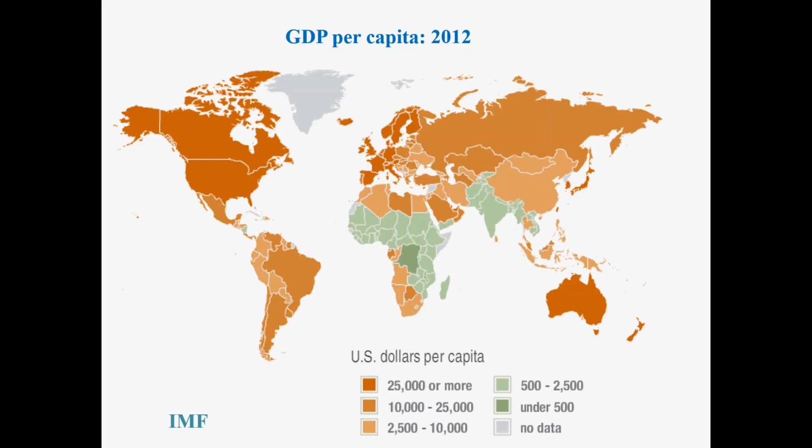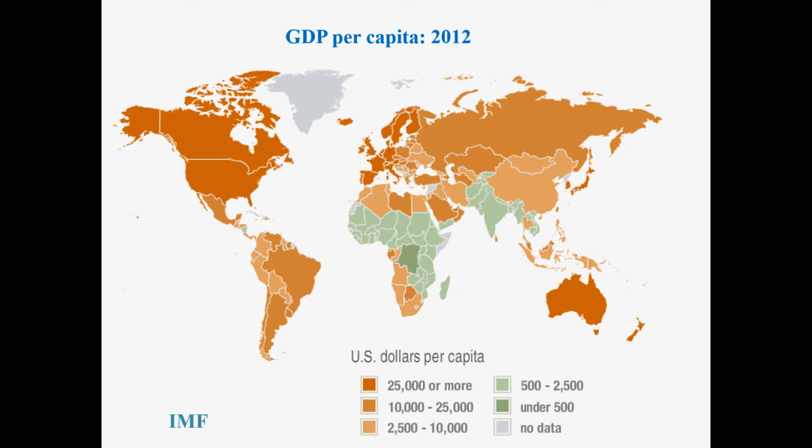Now, to show how GDP PPP makes a difference, one can measure the per capita income level of different countries. Let's take a look at this map. This map is GDP per capita for 2012. This is what we call nominal GDP. It does not consider different countries' cost of living.